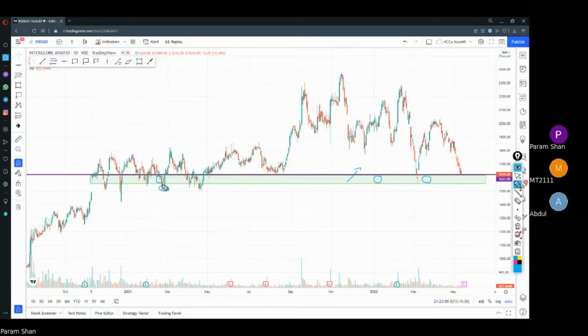So you have to wait for the price to come out of the zone, and only then enter into a position. If you entered here around 1624, this is an area where the price rallied almost 100 rupees. Per share you could have gained 100 rupees in just a week's time. Okay, right. So this is called a support zone.